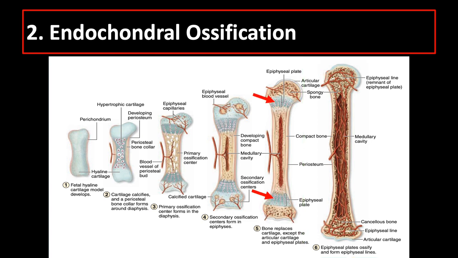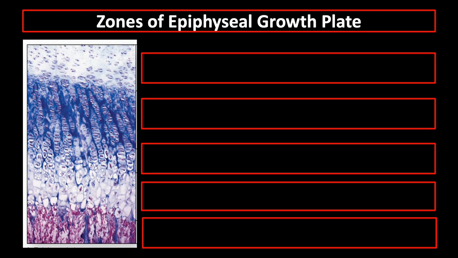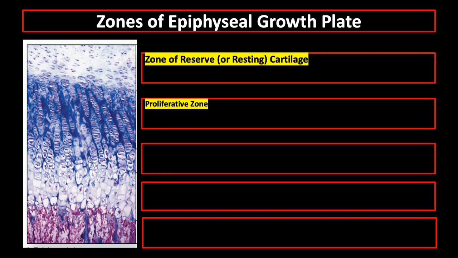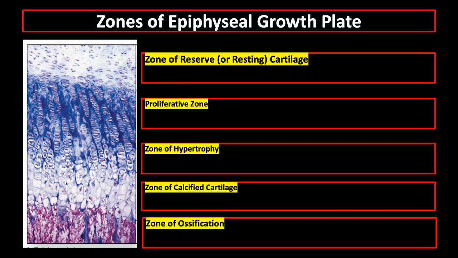So let us discuss more on the histology of epiphyseal growth plate. There are five zones of epiphyseal growth plates, namely zone of reserve or resting cartilage, proliferative zone, zone of hypertrophy, zone of calcified cartilage, and zone of ossification.